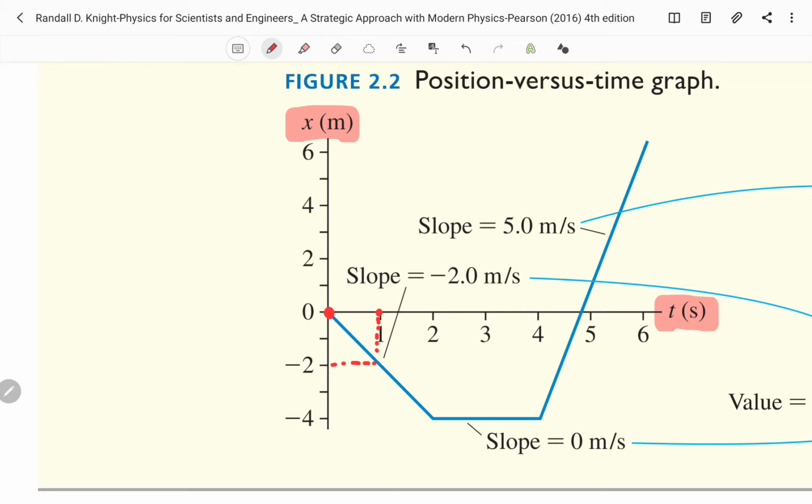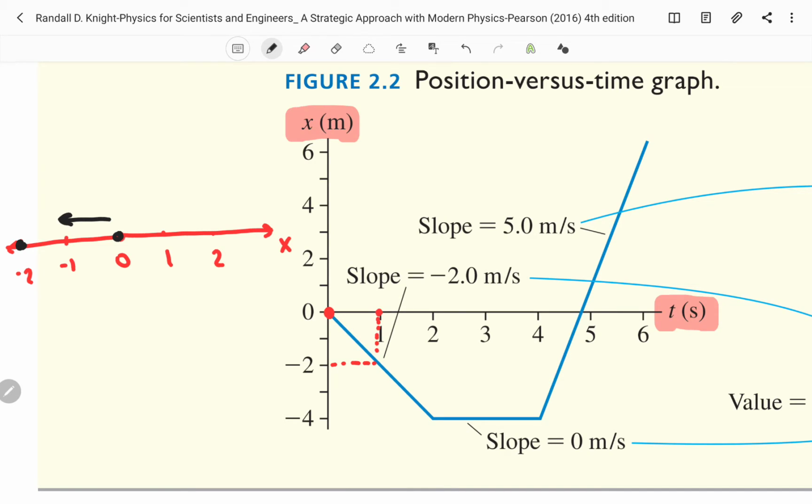What does minus 2 mean? It means this car is moving to the left side. Because, as you know, let me draw it here. Position is 0 here, then 1, 2, positive numbers to the right side, x. Then it will be negative to the left side: minus 1, minus 2. So initially the car was here, at 0 position. After 1 second, it is here. So it's moving to the left side at the beginning.